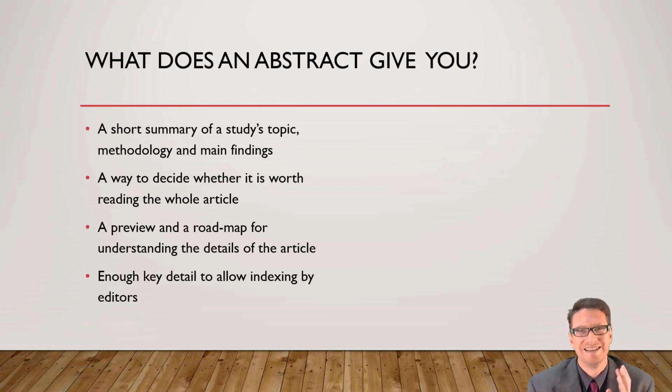It also provides enough key detail to allow indexing by editors. There are millions of publications out there, and this piece of work has to fit into the pantheon of publications that are out there. So the abstract gives you something that's distinctive, gives you something that can be indexed, gives the reader a roadmap. It really has to do quite a lot of work, and because it's just under the title, it's really important.